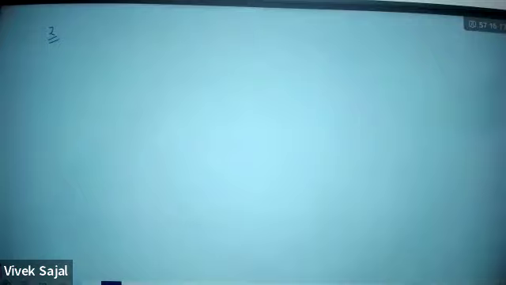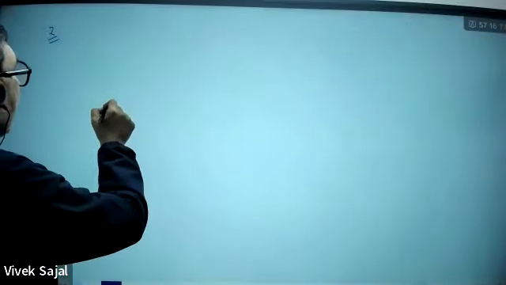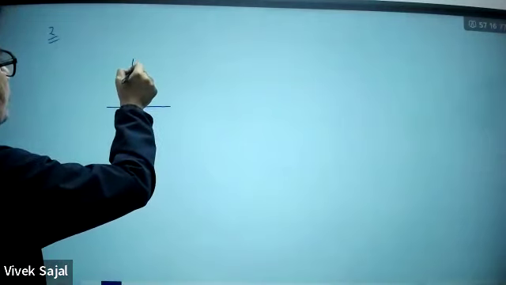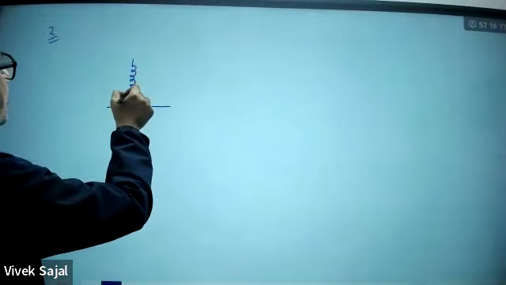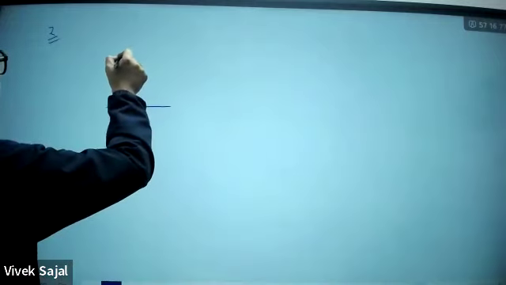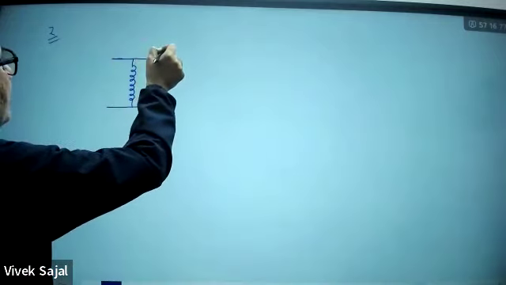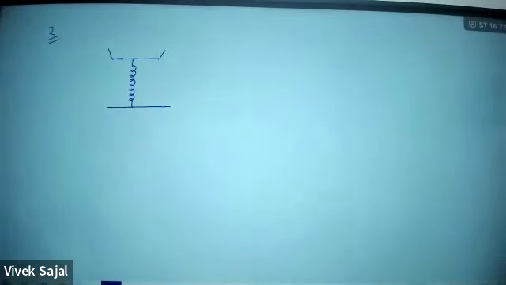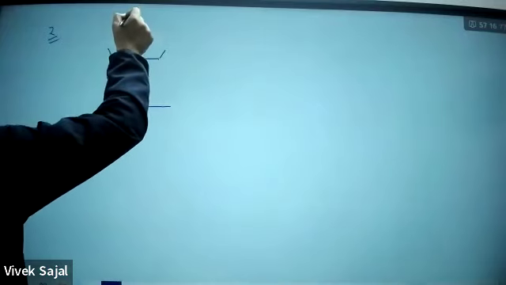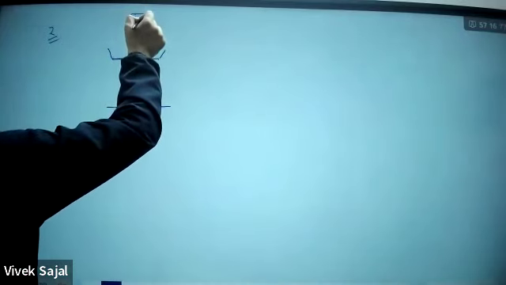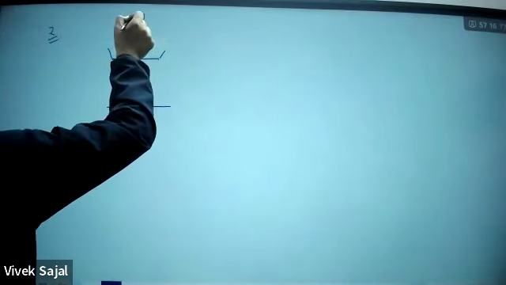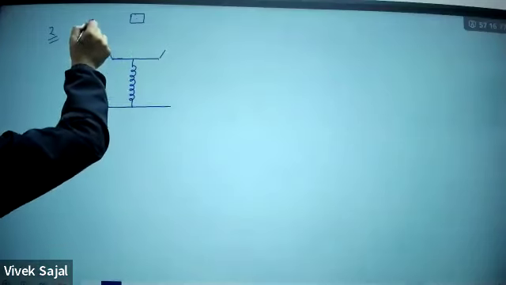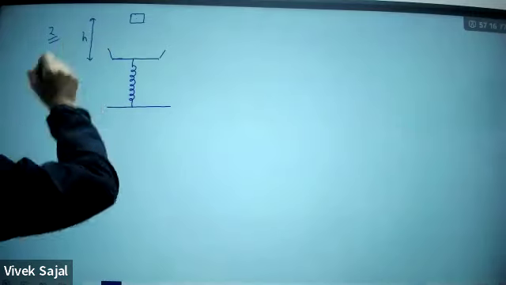So here a diagram is given. I have given 2 questions like this they can ask. This is a very famous question related to work and energy. Here you are having a pen, and a block is there. This block is at a height h with respect to this pen. This is height h.